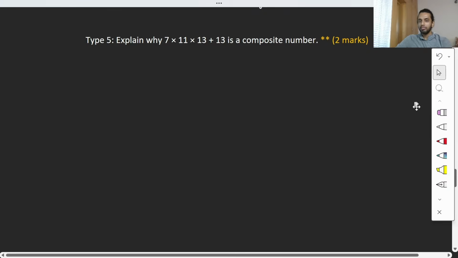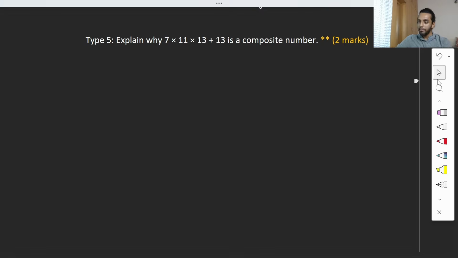Explain why this expression is a composite number. Now, anytime when they give an expression like this and ask a question like this, the previous type and this type are standard questions. These cannot be manipulated so much. So these questions will have one number that has been repeated. As you can see here, 7 times 11 times 13 plus 13.